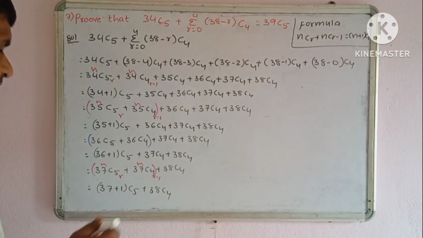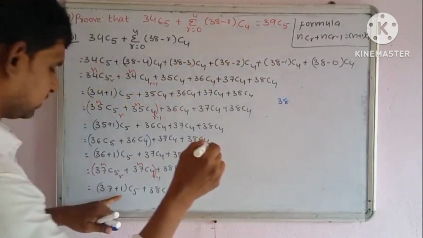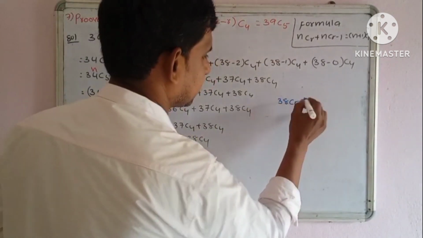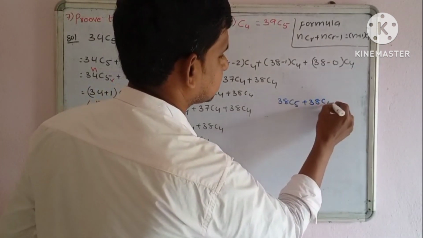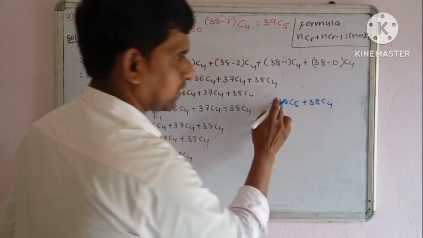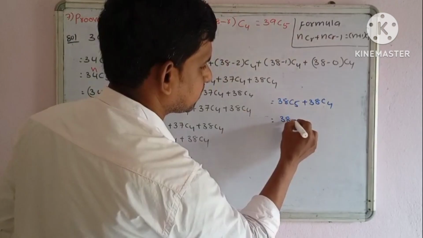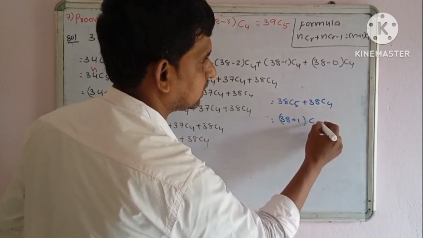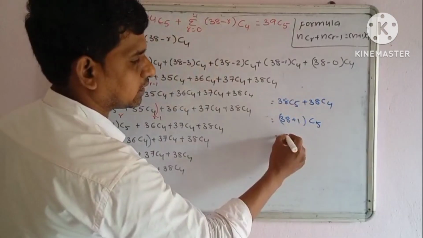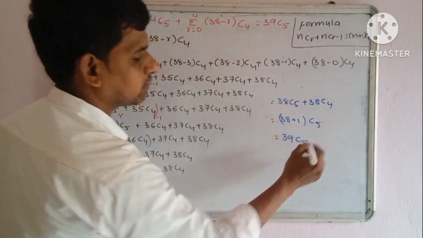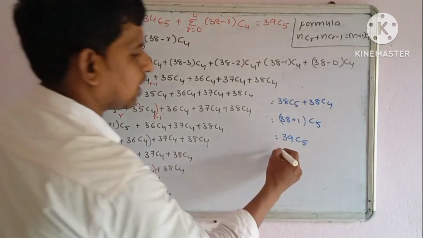Next, 37 plus 1 is 38, so 38C5 plus 38C4. That equals, by nCr plus nCr minus 1, n plus 1 Cr with r equal to 5. So 38 plus 1 is 39C5, which equals the RHS.